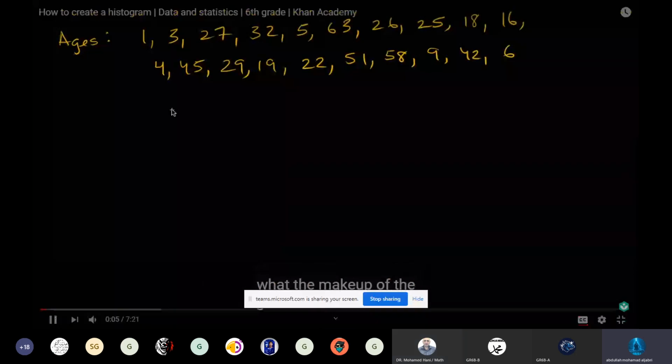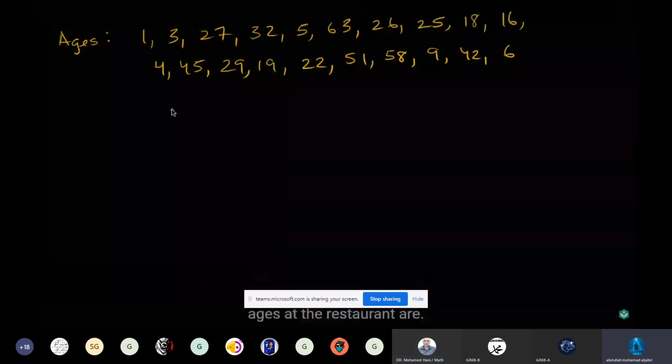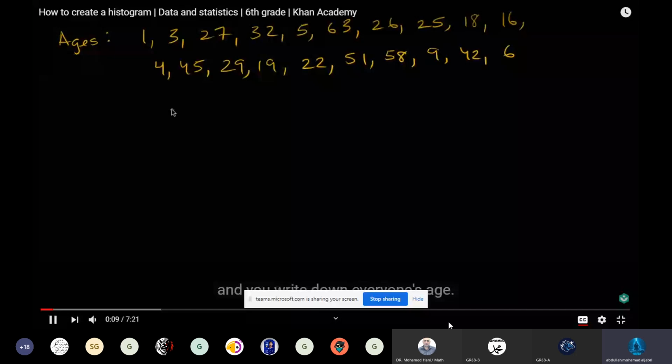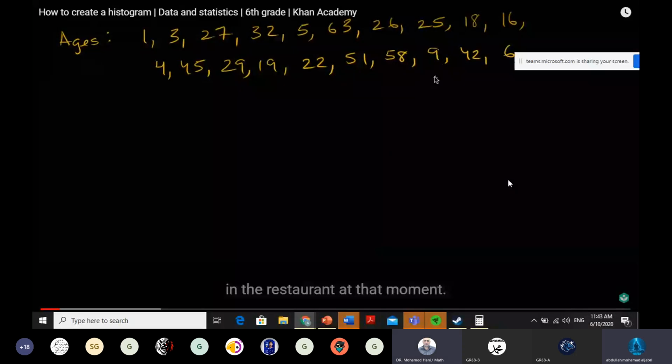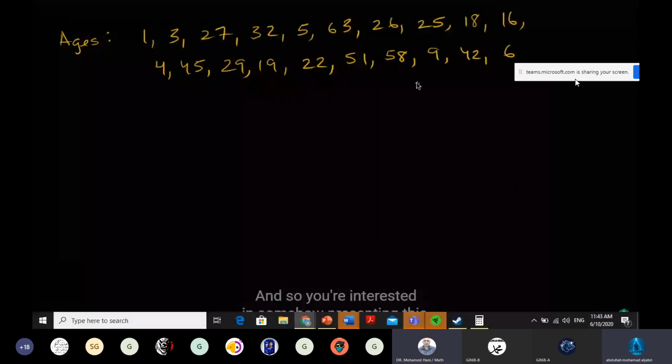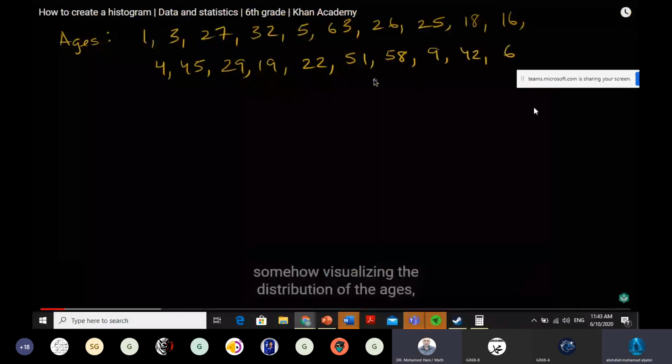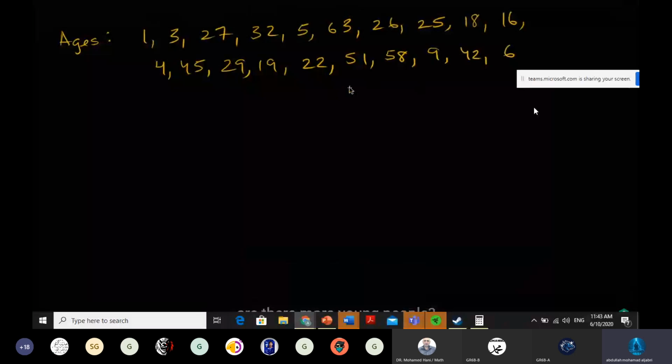It's very good. So you go around the restaurant and you write down everyone's age. So these are the ages of everyone in the restaurant at that moment. And so you're interested in somehow presenting this, somehow visualizing the distribution of the ages. And you want to just say, well, are there more young people? Are there more teenagers? Are there more middle-aged people? Are there more seniors here? And so when you just look at these numbers, it really doesn't give you a good sense of it. It's just a bunch of numbers. And so how could you do that?